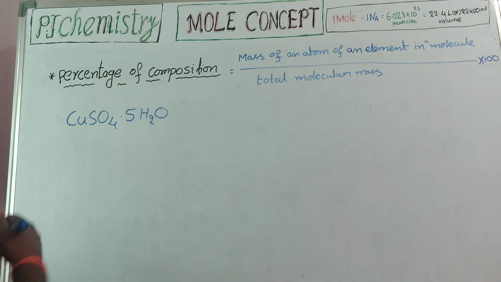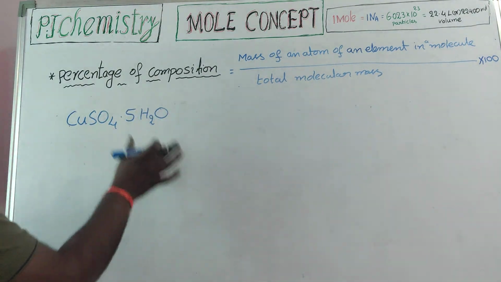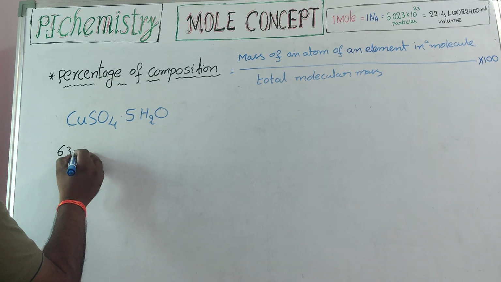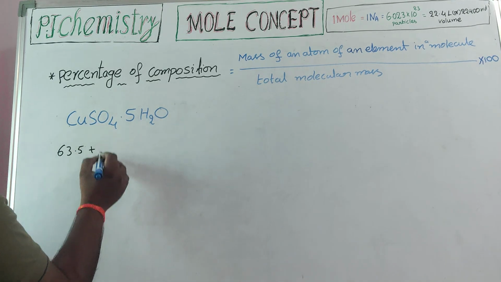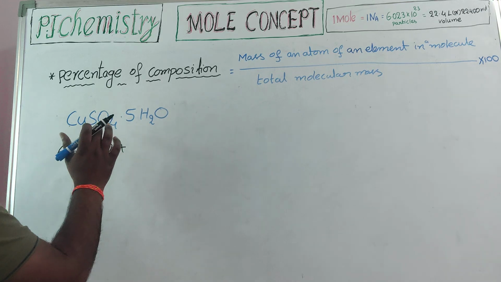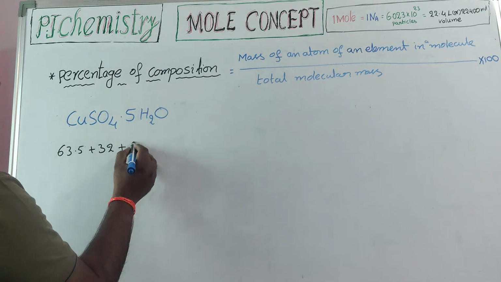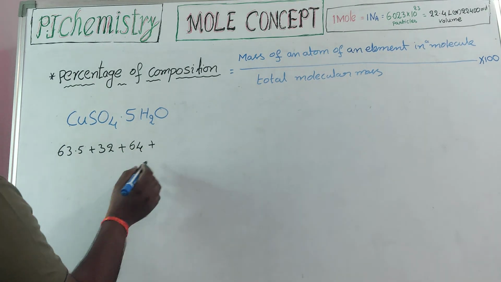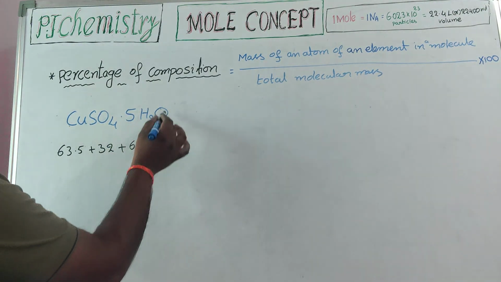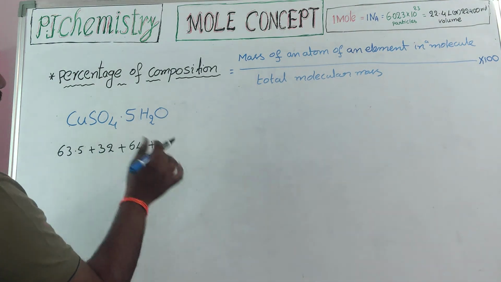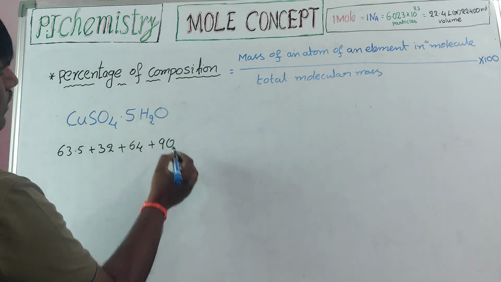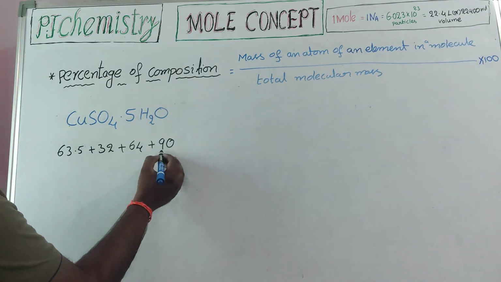At the time, first we have to calculate the molecular mass. Copper, how much? Yes, 63.5, copper, plus sulfur 32, plus here oxygen, 4 oxygens, 64, plus I am taking this water. They are asking about water. So water, H2O, means 18 into 5. 18 into 5 how much? 90. This is water.